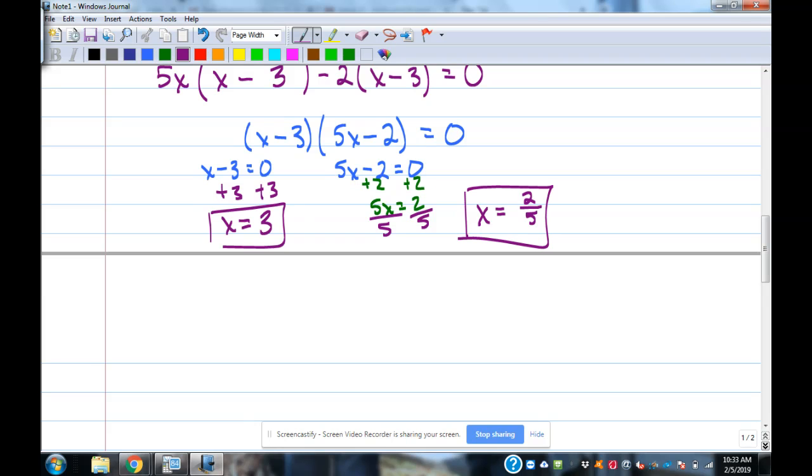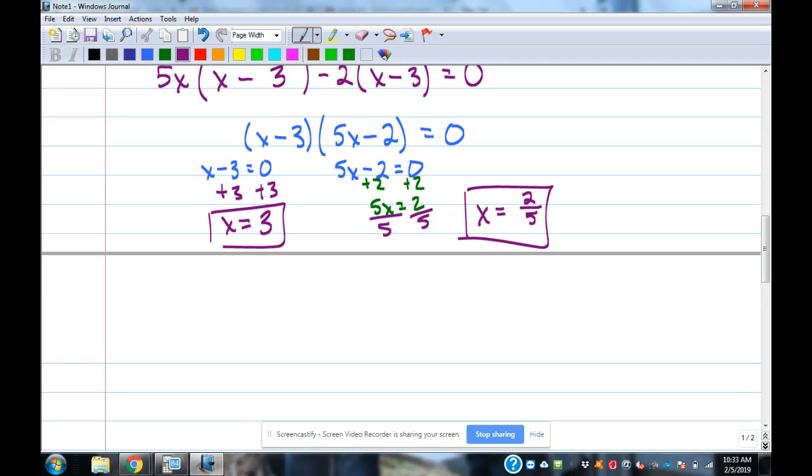If x is 3, that problem equals 0. We plug a 3 in right here, 3 minus 3 is 0. That part equals 0. 0 times anything over here is going to give me 0. So that's why 3 works. 2 over 5, if I plug that in on this one, 5 times 2 over 5 is 2. 2 minus 2 is 0. That means whatever this ends up being times 0 is 0. So that's why we got two different answers.